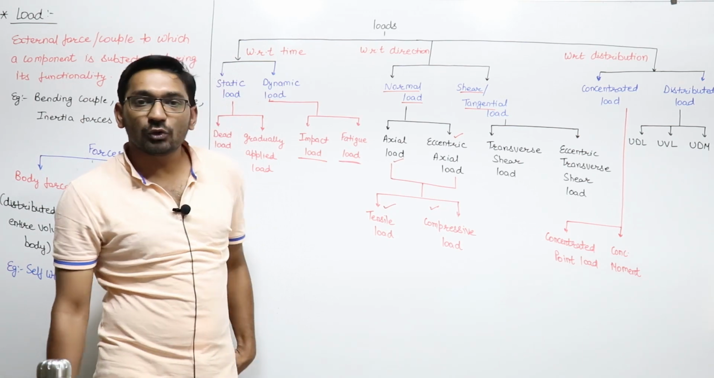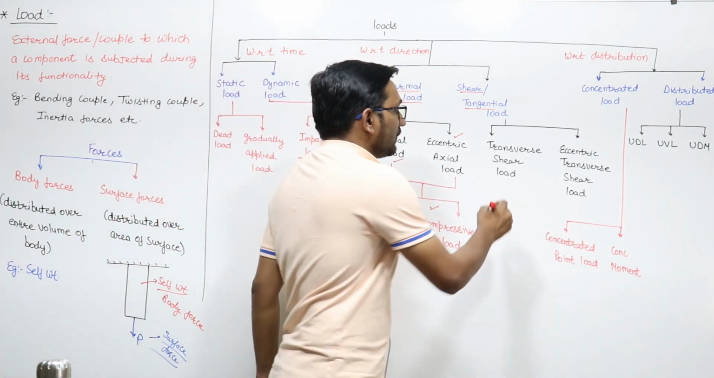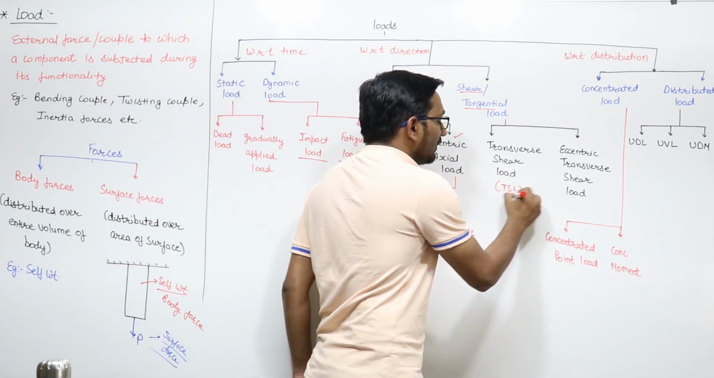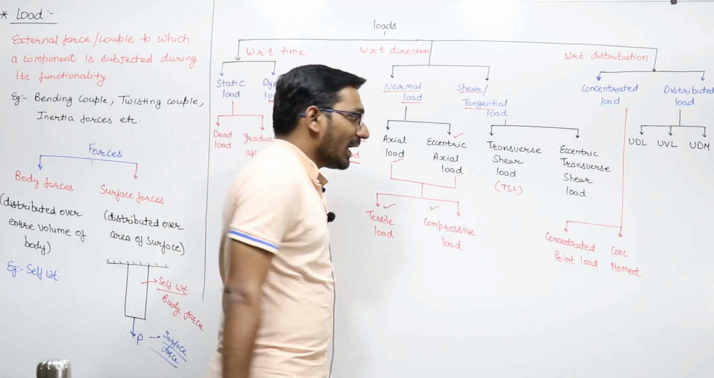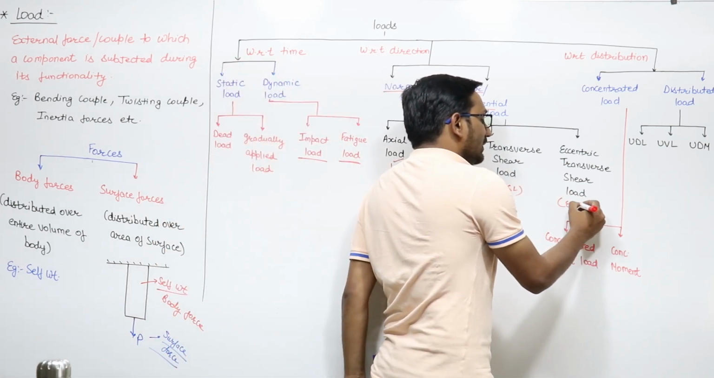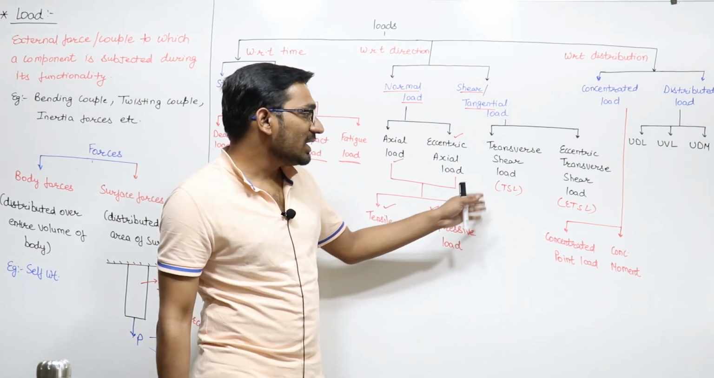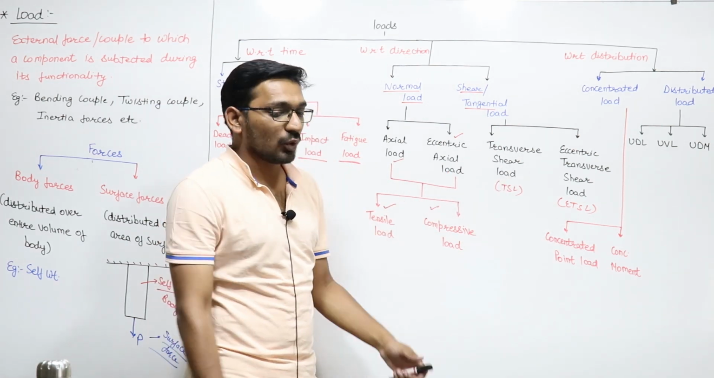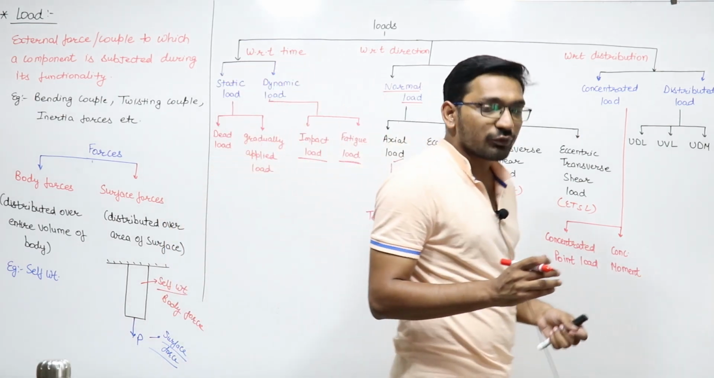Shear load is again of two types. One is transverse shear load, which we will say as TSL for our simplification, and another one is eccentric transverse shear load, that is ETSL. We will discuss what we mean by these types of load. With respect to distribution, loads are of two types.